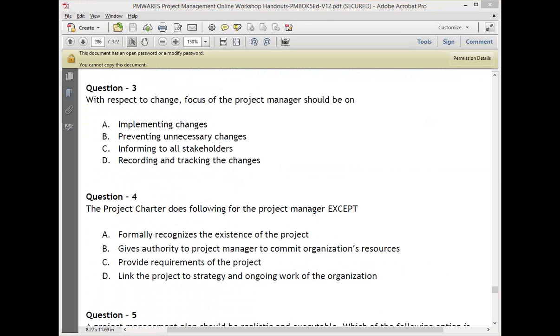Yes. Okay, correct. With respect to change, okay, I see the point. Okay, fine. So what about the fourth? Question number 4.